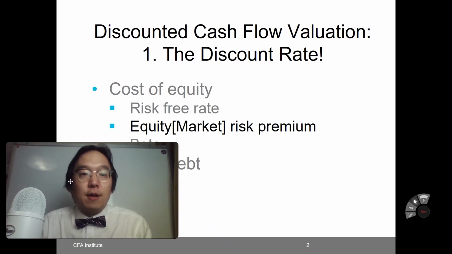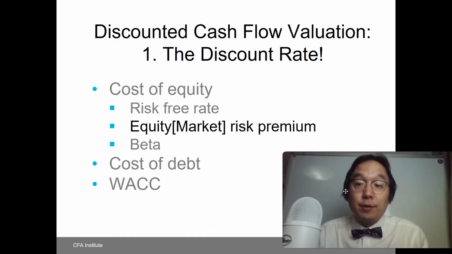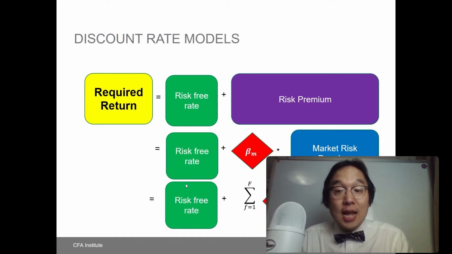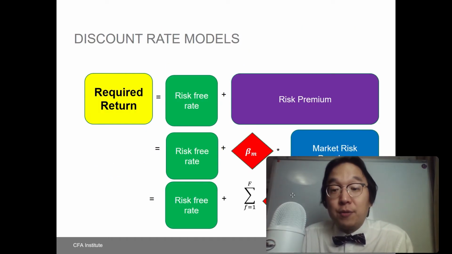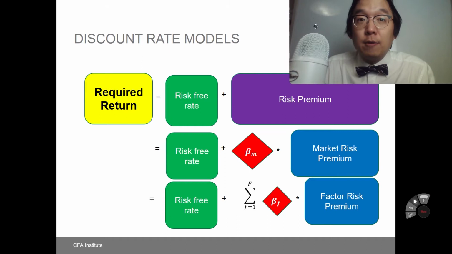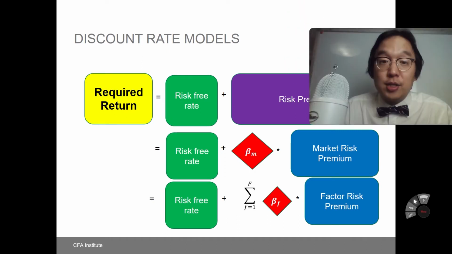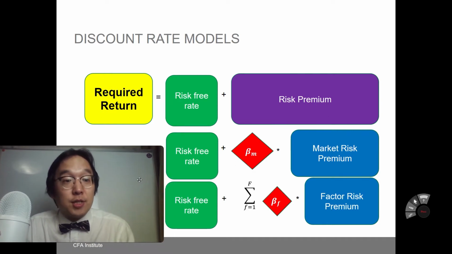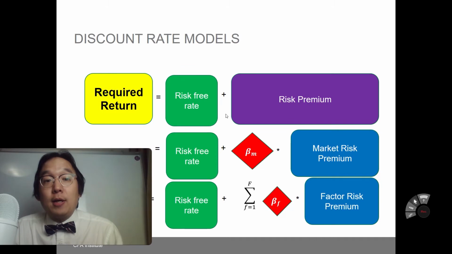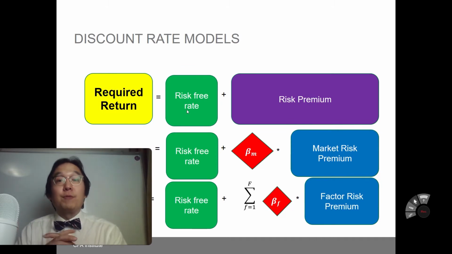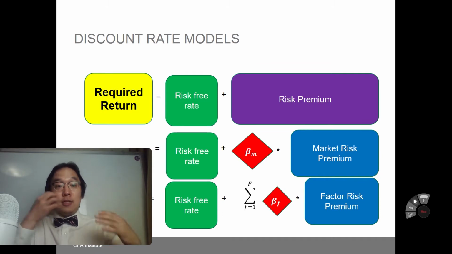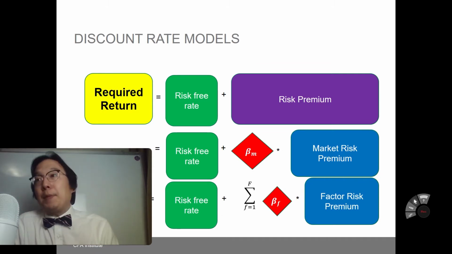Let's see. One after another we are going through, and last week we talked about the risk-free rate in the discount rate model, as you see over here. Discount rate, required return, that is our destination. But for that part, we had to start from the risk-free rate. The idea is this is the opportunity cost of capital.